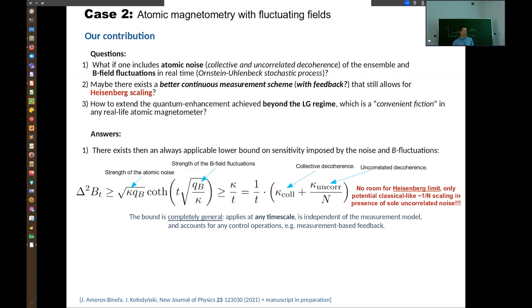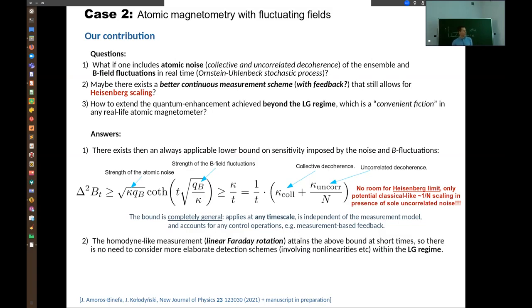I have some extra slides, but only for those interested, this will work in particular if, apart from measurement, you add any feedback type of schemes. I can prove that, so I'll get to that in a second. But in the linear Gaussian regime, we actually saturate this bound.